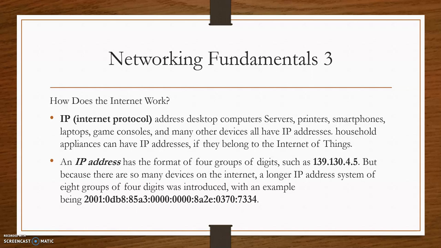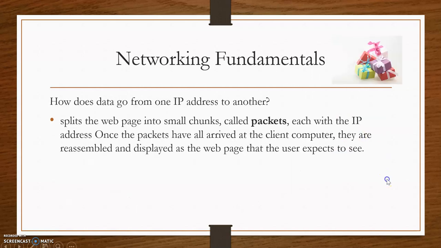So how does the internet work? Pretty much we're using an internet protocol, and all servers, printers, smartphones, laptops, games, consoles, and many other devices all have IP addresses. The household appliances have IP addresses if they belong to the Internet of Things. An IP address typically has a format of digits in 4 groups, such as you can see there, 139.130.4.5. But because there's so many devices on the Internet, a longer IP address system that has 8 groups of 4 digits is introduced, and there's an example there for you.